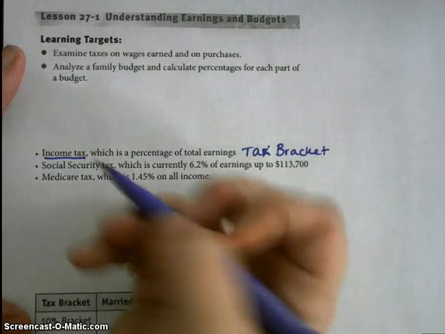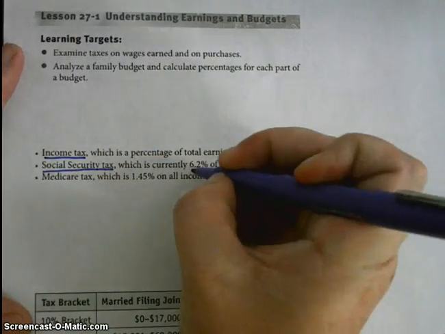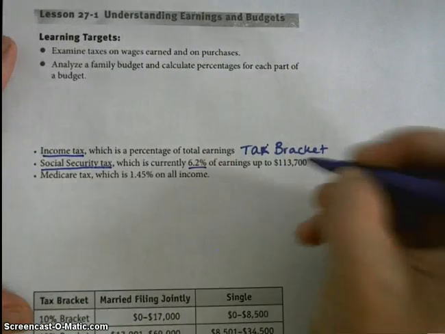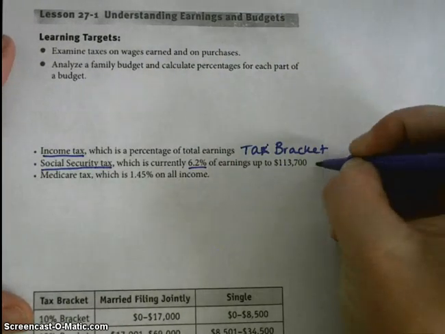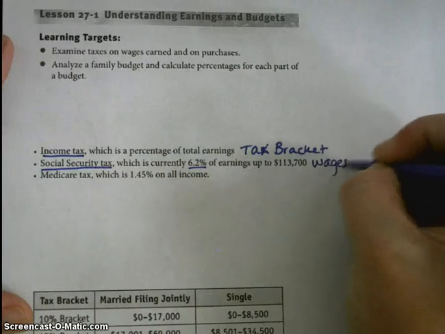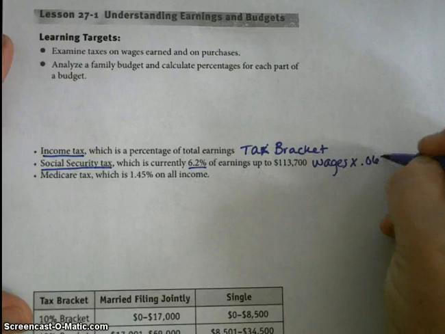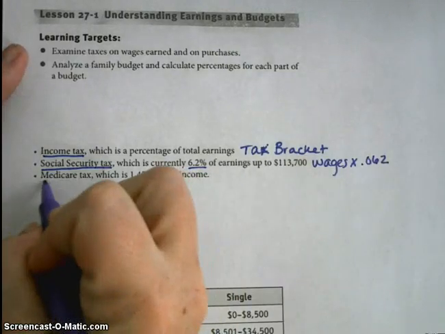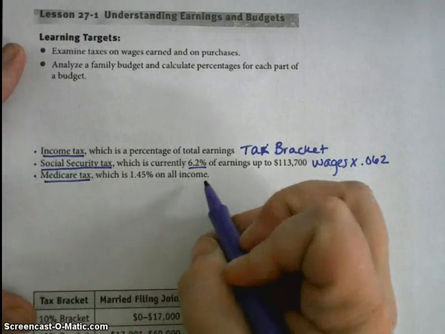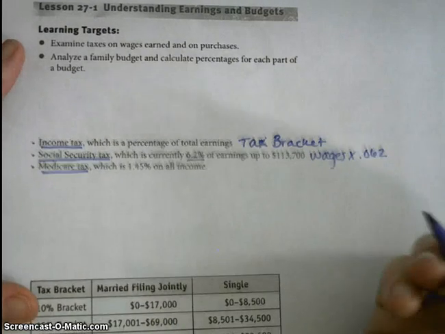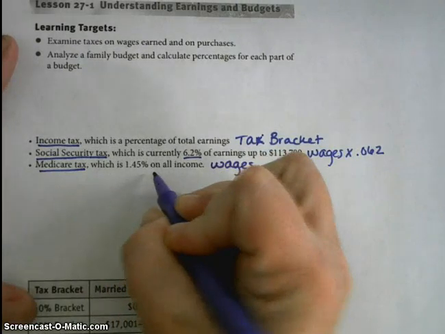To find Social Security tax, which is also taken out of our check, it currently is 6.2% of our earnings, up to $113,700. We multiply our earnings or our wages times the 6.2% as a decimal, which is 0.062. To find Medicare tax, it's 1.45% on all income. So we're going to multiply our income or our wages by 1.45% as a decimal, which is 0.0145.